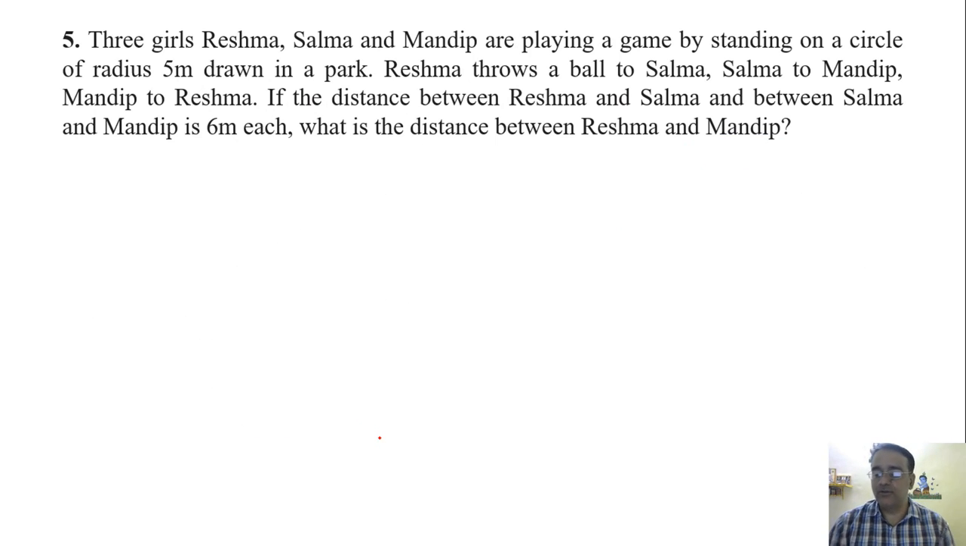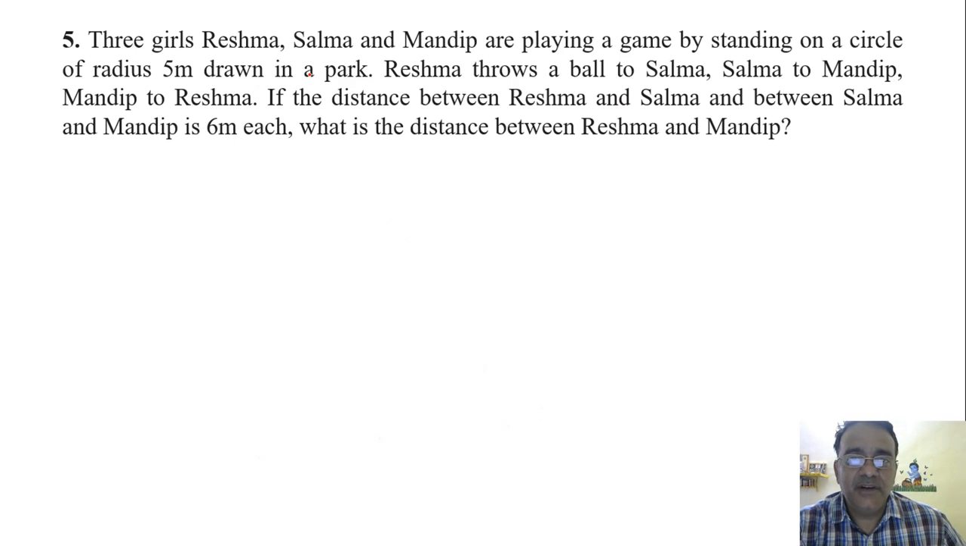Okay. Now this is a very good question and very important also. And this question can be used for case study based questions also. Three girls, Reshma, Salma and Mandeep are playing a game by standing on a circle of radius 5 meter drawn in a park. Reshma throws a ball to Salma, Salma to Mandeep, Mandeep to Reshma. If the distance between Reshma and Salma and between Salma and Mandeep is 6 meter each, what is the distance between Reshma and Mandeep? So this we have to find.